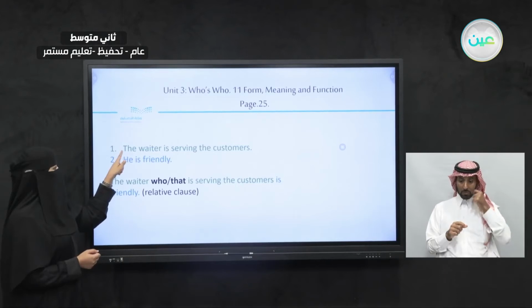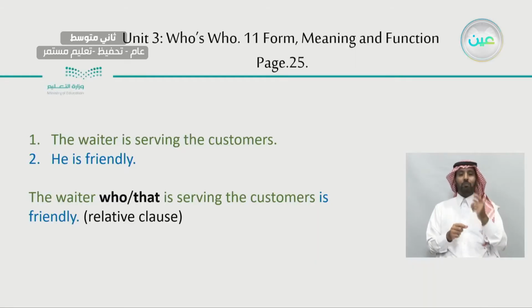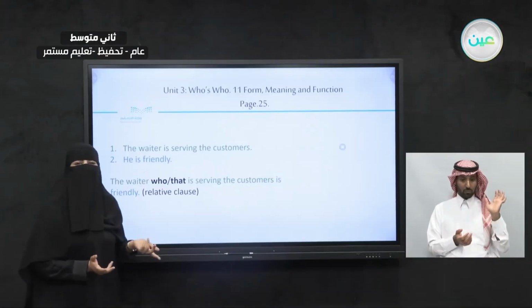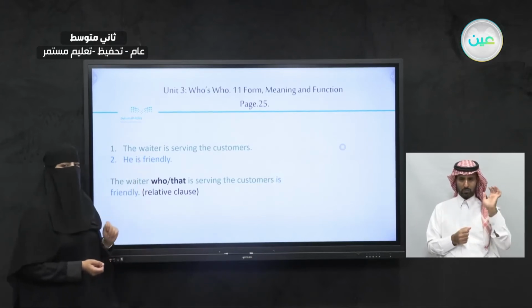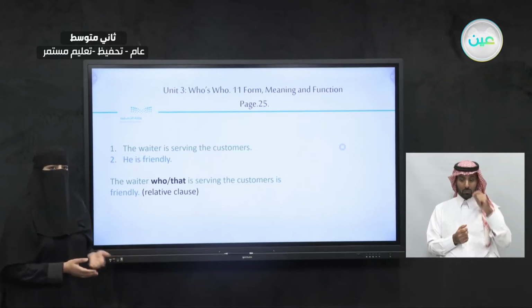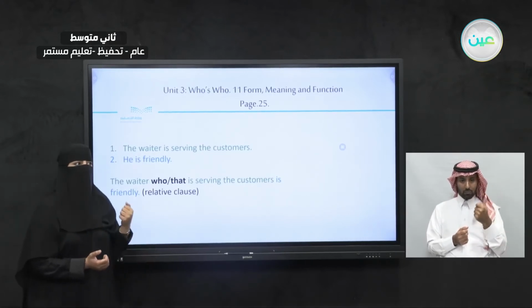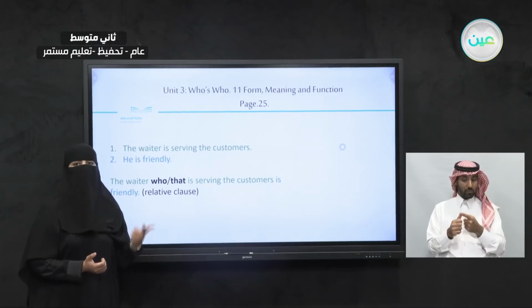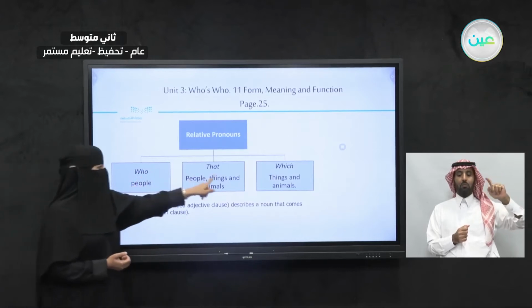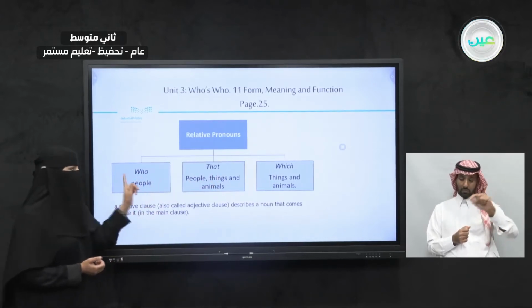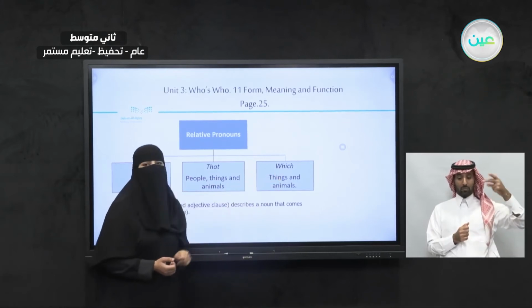We have here, the waiter is serving the customers. He is friendly. Now, look at the second clause. He is friendly. Who's friendly? The waiter. The waiter is friendly. The waiter is a person. So, what are we going to use? We will use either who or that. We can use who or that to talk about people. But we can't use which, only for things or animals.